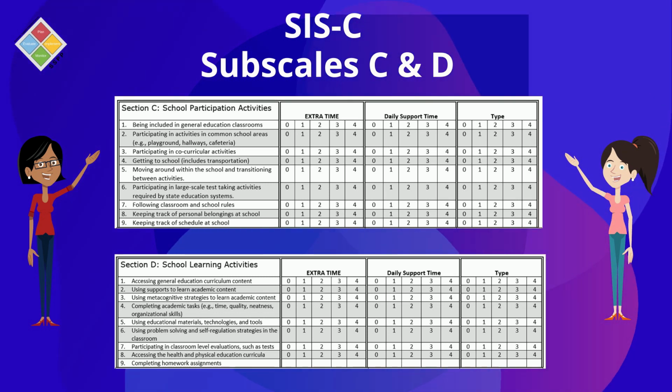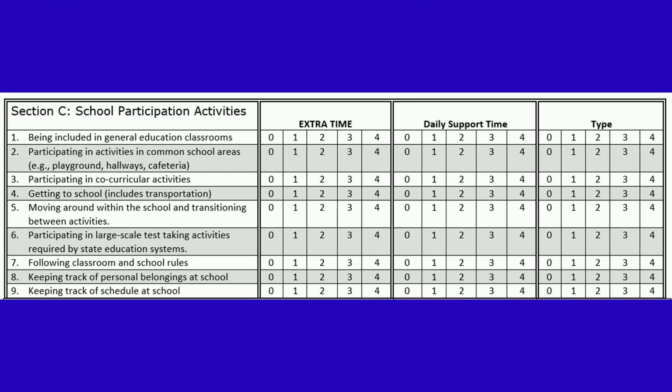Now we are ready to score subscales C and D of the SIS-C. The items on subscale C are related to school participation activities, and the frame of reference for all items is the general education classroom and general education school. For example, for item 7, following classroom and school rules, the context is the classroom and school rules in a general education classroom of students who are the same age as the student being assessed, in a local school attended by all students in the neighborhood. This question does not apply to a special education classroom or a special school for students with disabilities.